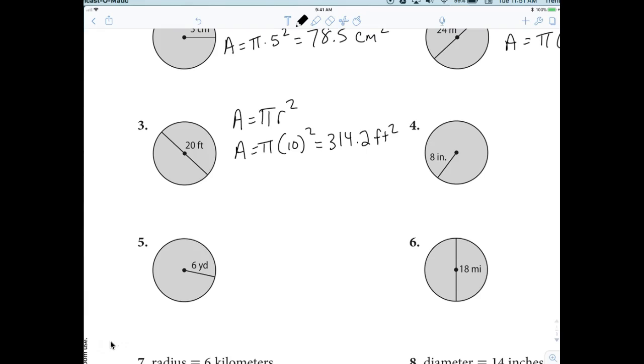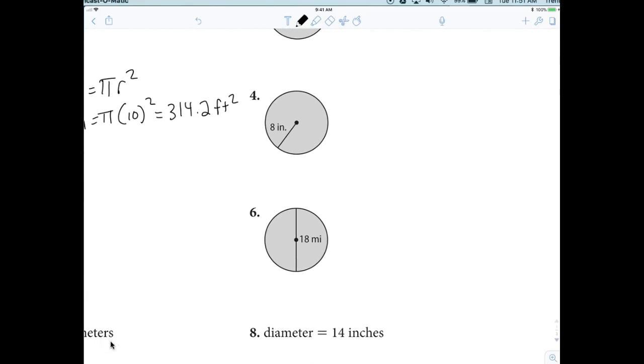All right, Caroline. Tell me what I'm doing on number 4. What's the formula for area of a circle? Area equals pi r squared. Good. So what's the radius? 8. Good job. So tell me what that is on your calculator. 201.1 inches squared.